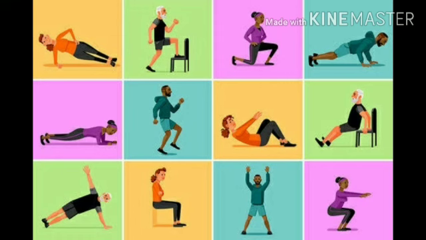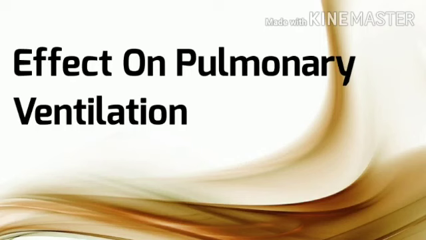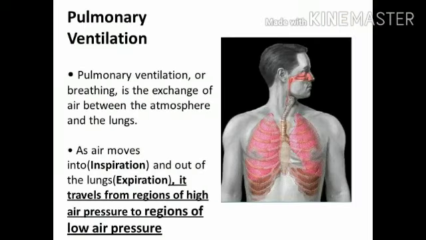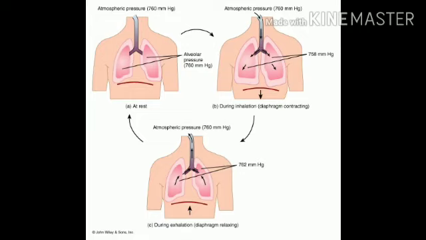Effects of exercise on respiration depend on six terms. First, effect on pulmonary ventilation. Pulmonary ventilation is the amount of air that enters and leaves the lungs in 1 minute. It is the product of tidal volume and respiratory rate. It is about 6 liters per minute with a normal tidal volume of 500 ml and respiratory rate of 12 per minute. During exercise, hyperventilation occurs.